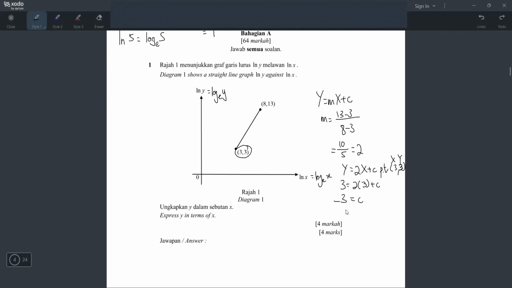So now I have my equation. Y equals mx plus c. What is the m? It is 2 just now, right? So 2x plus c, and the c, I found it already, is negative 3.